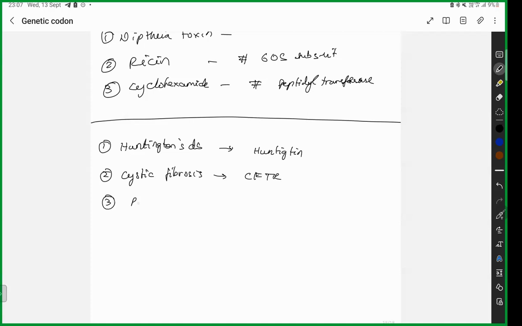Third one you're going to remember is your Parkinson's. In Parkinson's, you're going to have alpha-synuclein. And number 4 is going to be your Creutzfeldt-Jakob disease. Do you remember this Creutzfeldt-Jakob disease?